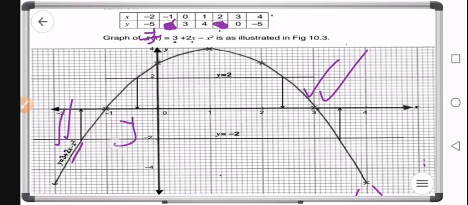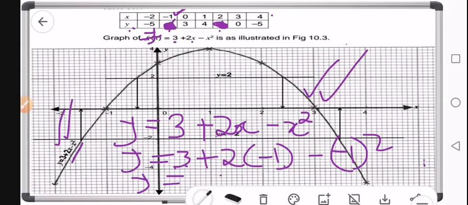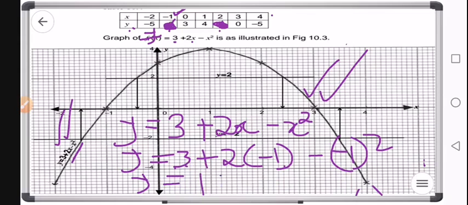So I'm going to work here. You know the equation, y is equal to 3 plus 2x. Then over the x space, you substitute minus 1, to find the value of y. y is equal to 3 plus 2, I multiply x, x is minus 1, minus x squared, which is minus 1 squared, like this. Minus 1 squared is 1.